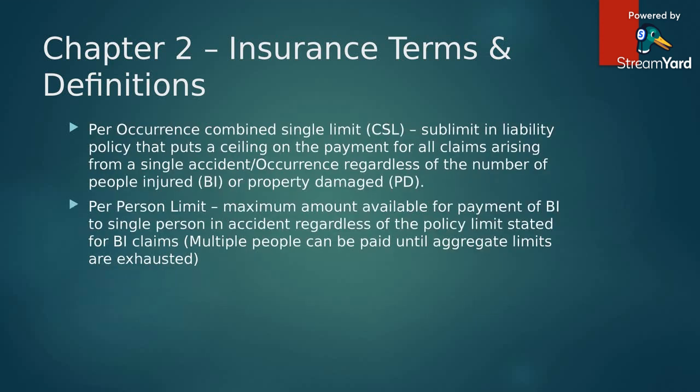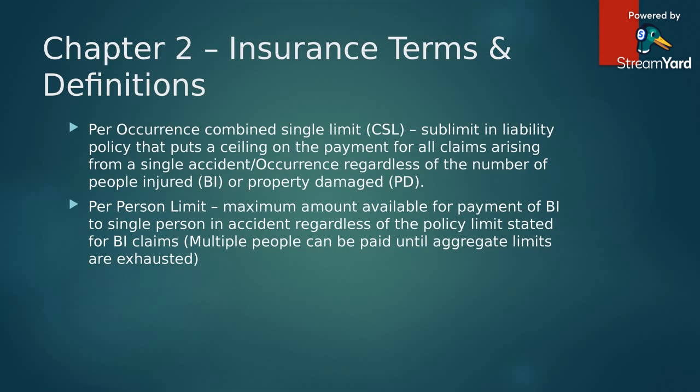One thing that we will go over in a little more detail when we get into automobile insurance, but we bring up now, is the per occurrence combined single limit, or CSL. This is a sublimit in a liability policy that puts a ceiling on the payment of all claims arising from a single accident or occurrence, regardless of the number of people injured under BI, bodily injury, or properties damaged under PD, property damage.